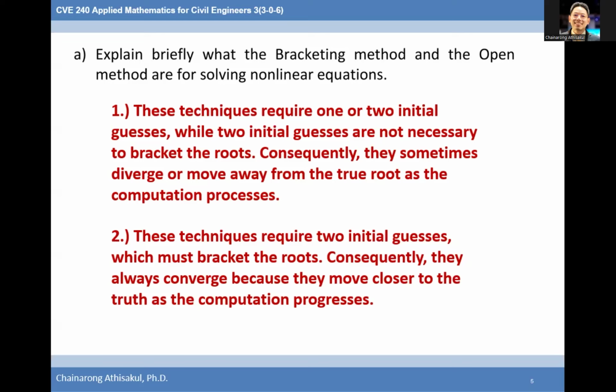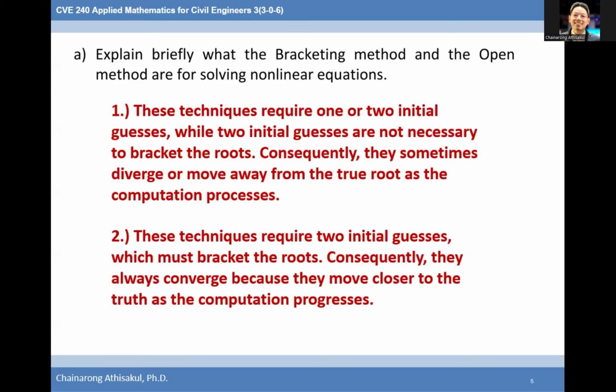The bracketing method is the technique that requires you to introduce a bracket around the root. Consequently, they always converge because they move closer to the root as the computation progresses. So the keywords for the bracketing method are: it requires introducing a bracket around the root, and it always converges.